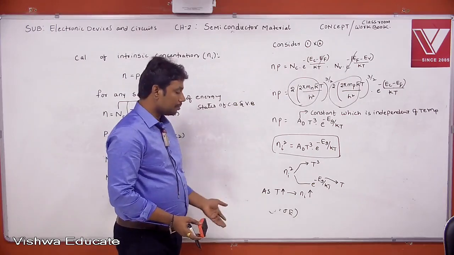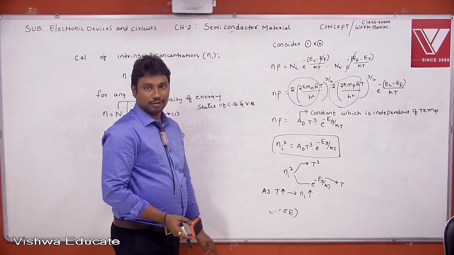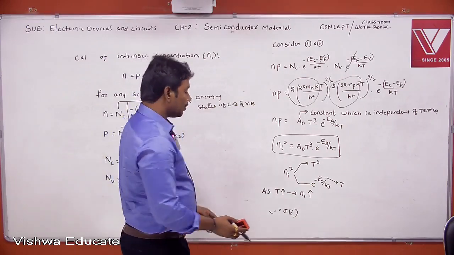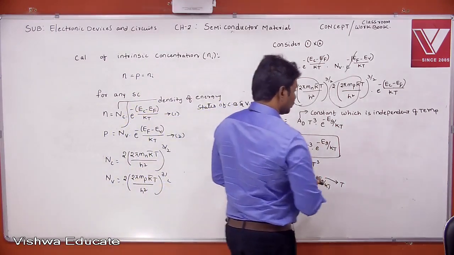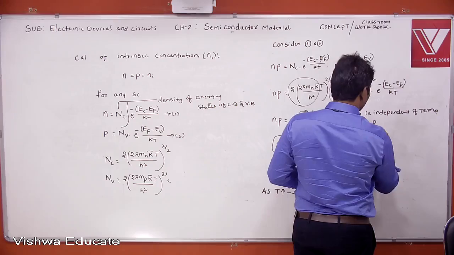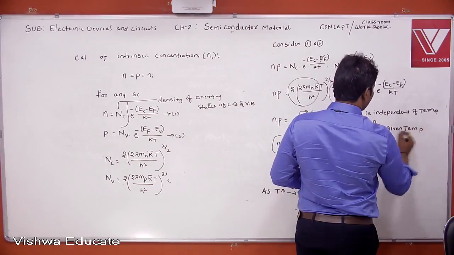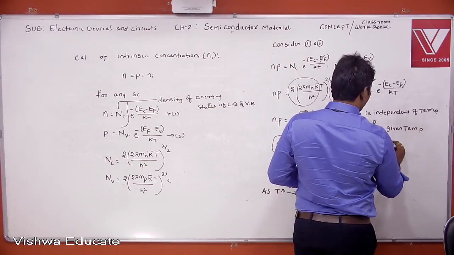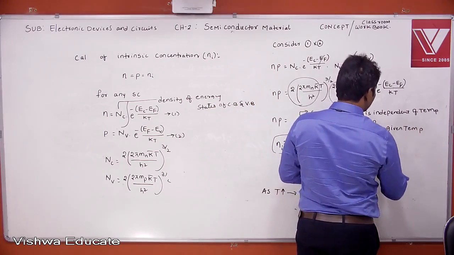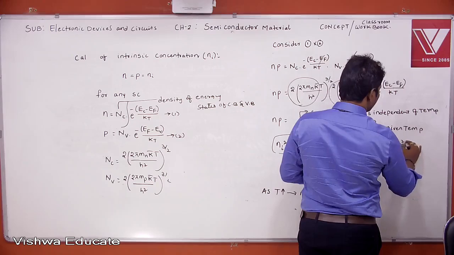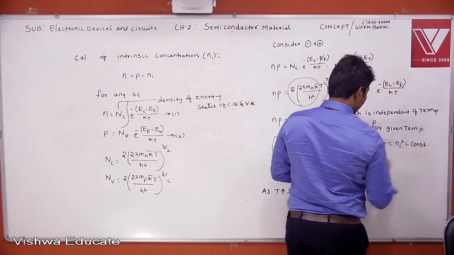If you increase the temperature, the intrinsic concentration will increase. For example, for a given temperature, what will be the Ni square value? Ni square equals a constant. That means np equals Ni square, which is equal to a constant.